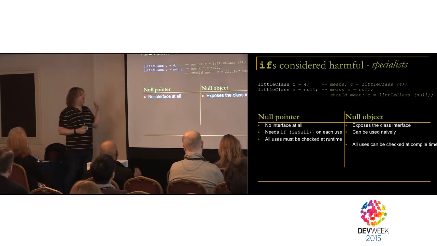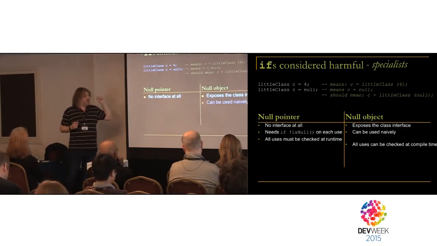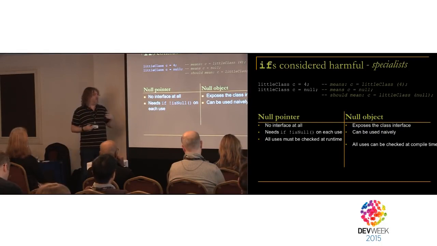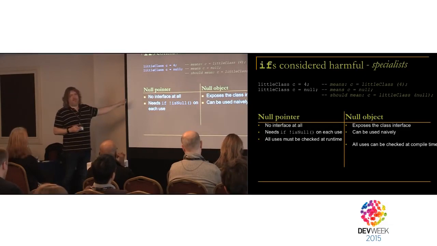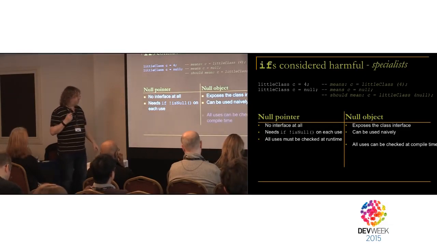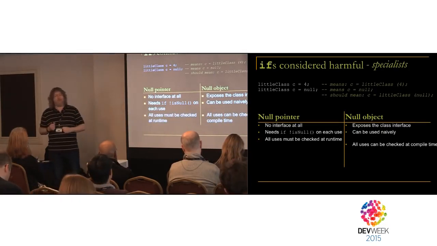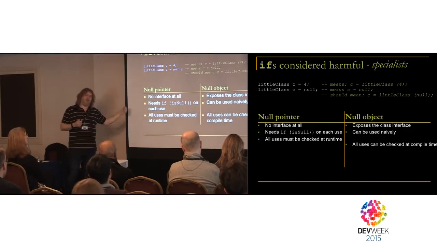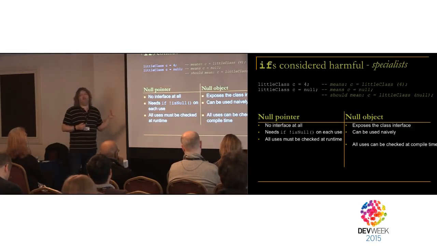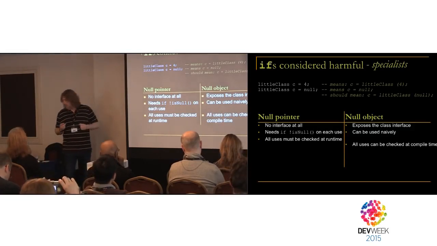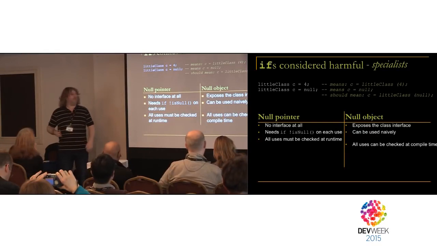So, null objects expose the interface. Null pointers don't have any interface at all. Null objects can just be used naively like any other objects, but null pointers need to be guarded on every single use, which is exactly the anti-pattern I'm telling you about. The null objects can be checked entirely at compile time, which is when we should be doing our checking. Null pointers cannot be checked at compile time. They have to be checked at runtime. We shouldn't be doing checking then. So there is absolutely no reason to be using null pointers. There's every reason to be using null objects.